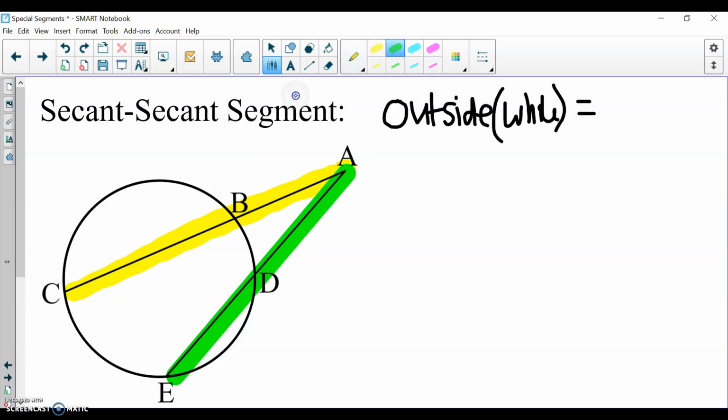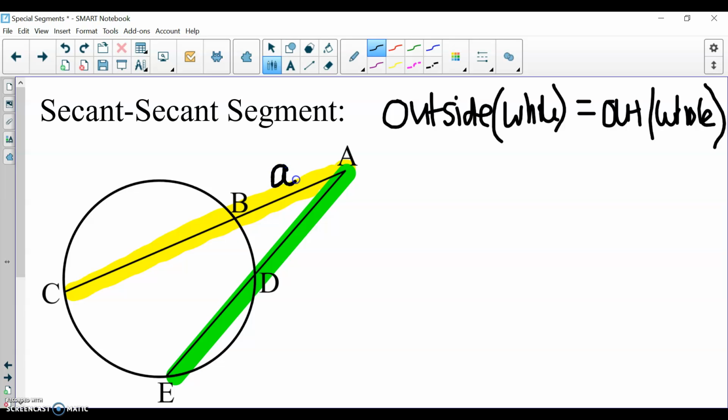And it's the same idea. We want to take the outside of the segment and multiply it by the whole distance. Similar to the chords, I do like to again introduce smaller variables to represent the different parts. So I'm going to choose little a to represent the length of AB, little b to represent the length of BC, little c for segment AD, and then little d for the length of DE.